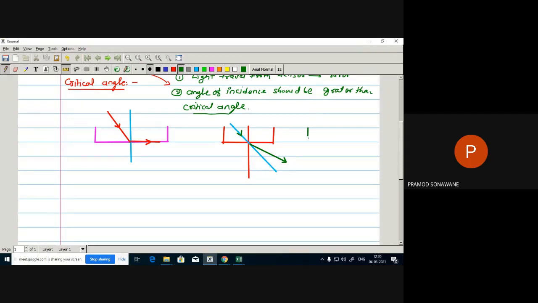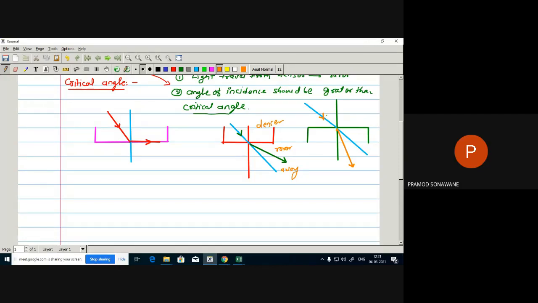Now suppose this is another boundary, and this is the normal. When the ray of light is incident and comes from the rarer medium, if the medium were not there, it would travel straight, but due to this it bends towards the normal. Okay, when the rays travel from the denser boundary into a rarer boundary, it bends away.